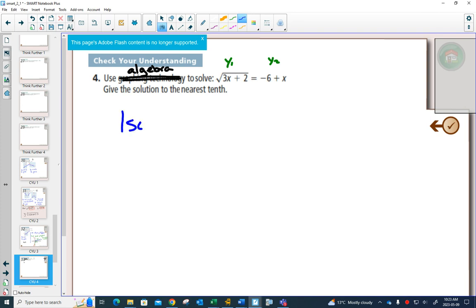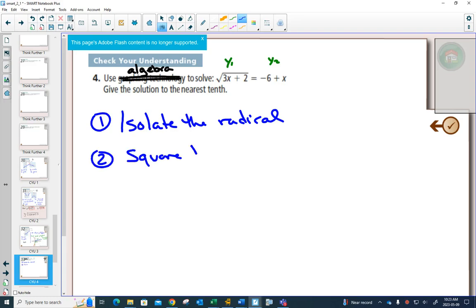What do you need to do? We need to isolate the radical. That's step number one. It is already isolated in this question. But if that 6 was on the other side, you move it over so you get that square root all by itself. The reason you want to get your square root by itself is so that you can square both sides. Okay?